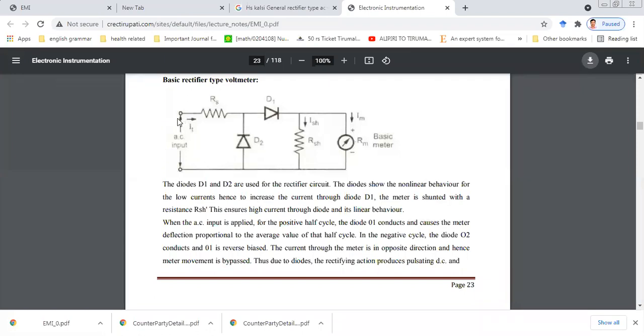In the positive half cycle only this diode D1 will conduct and the corresponding average value will flow through the RM and it will show the average value. The current will flow through the basic meter, and due to that the meter will deflect, and that value indicates the DC value of the RMS AC signal, or we can say it is the average value.